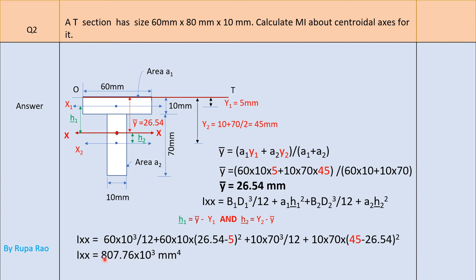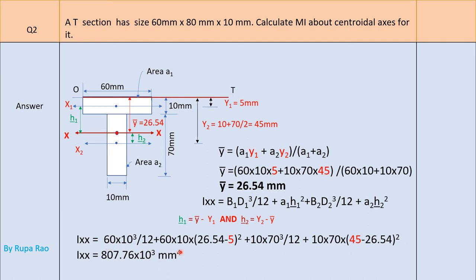The answer is 807.76 into 10 raised to 3, and unit is mm square. If you have not got the answer here, all the values have been substituted, retry it, and without any mistake slowly press all the buttons.